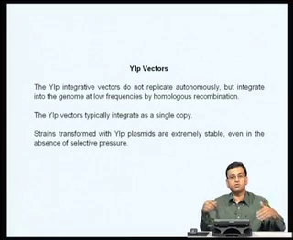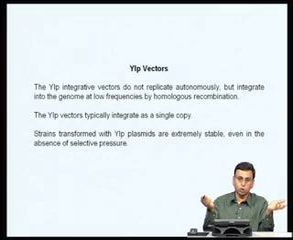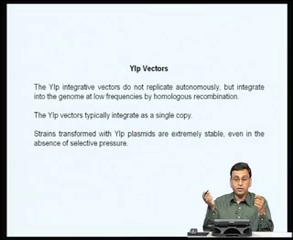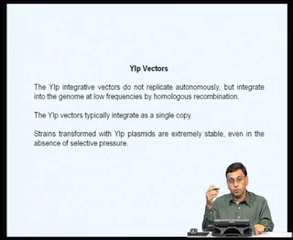Every time the cell divides, your gene also will divide along with the rest of the genes on the chromosome, therefore, they are very stable. The disadvantage is that your gene is present only in a single copy, and therefore, the expression levels are not going to be very high.